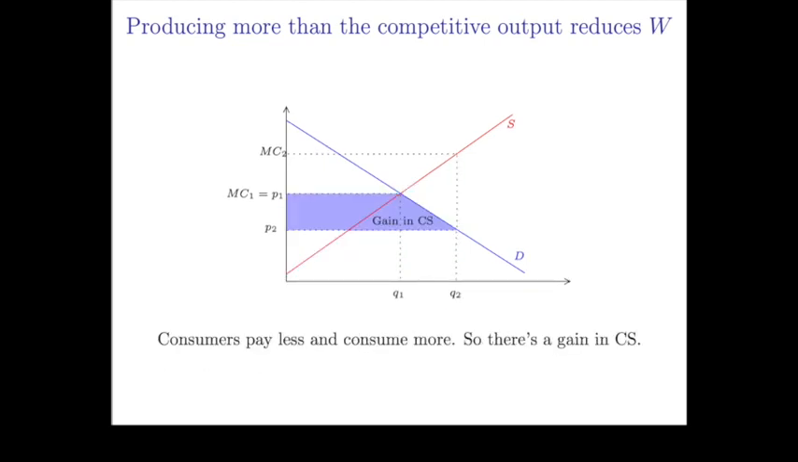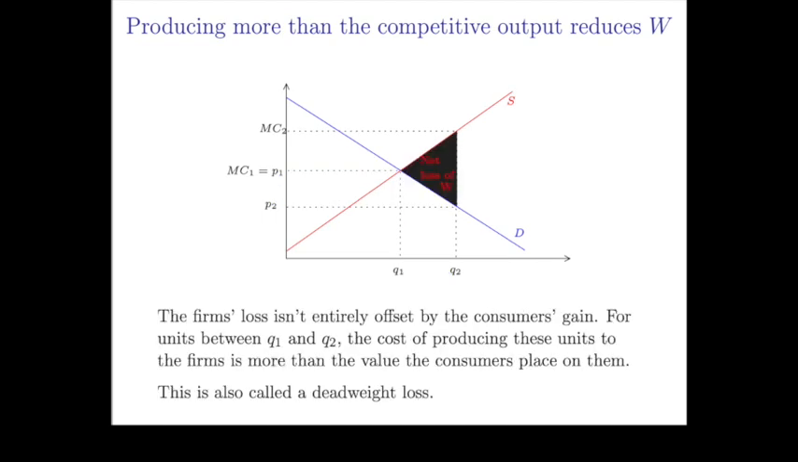What's the change in consumer surplus? Well, the consumers are consuming more and paying less for it. So they're unambiguously better off. So the gain in consumer surplus is going to be this area here. Why? Because the consumer surplus used to be this triangle up here, and after the change, the consumer surplus is going to be this bigger triangle. The difference is this shaded area. So that's the gain in consumer surplus.